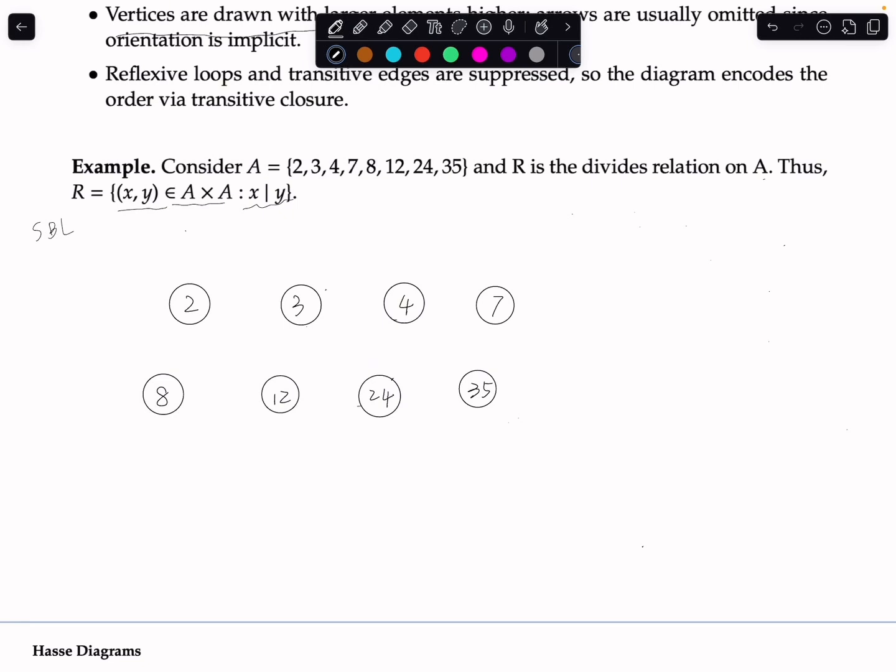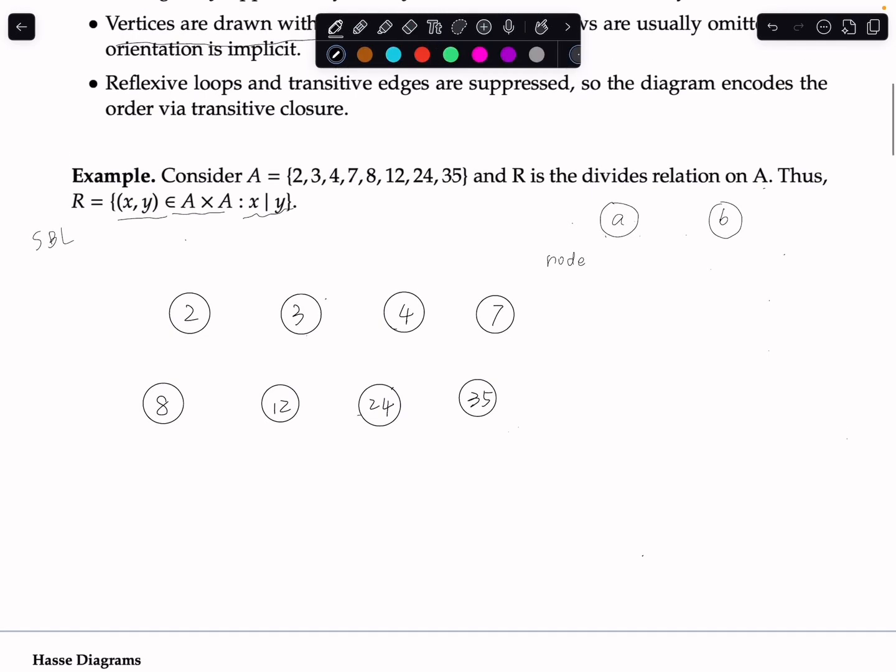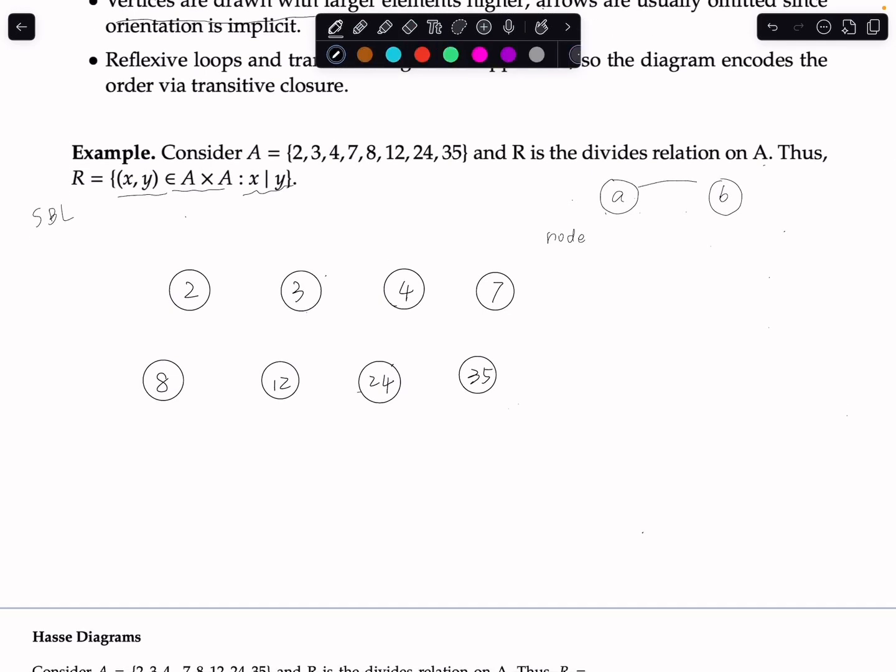Firstly, let's recall a way to represent a relation from Rosen section 9.3: we can write down an element of the set A in a circle. For example, if we write A, B in this way, this is called a node. Then we can use a line with an arrow on it to denote A relates to B. This is called an edge. We can use the same way when drawing the Hasse diagram.